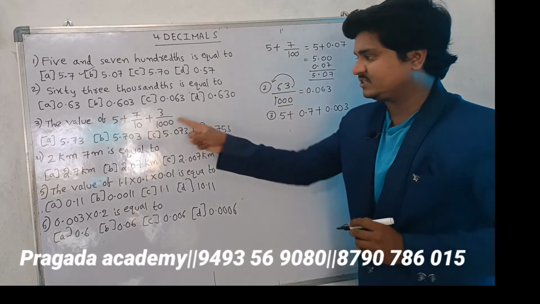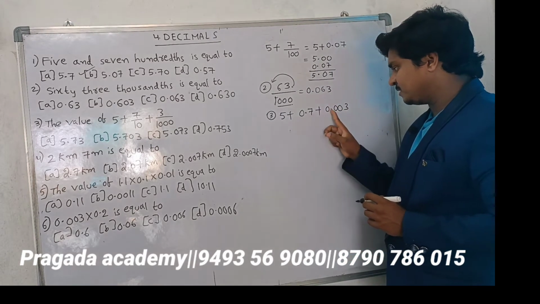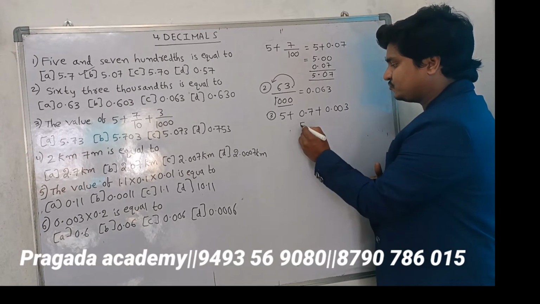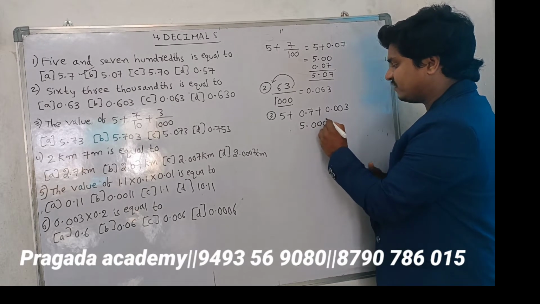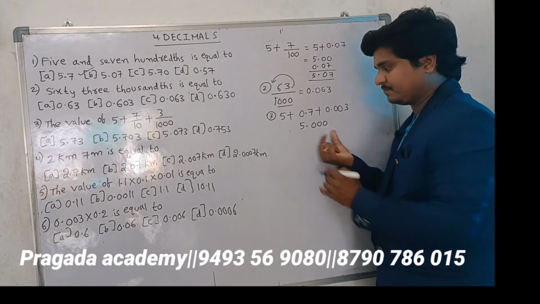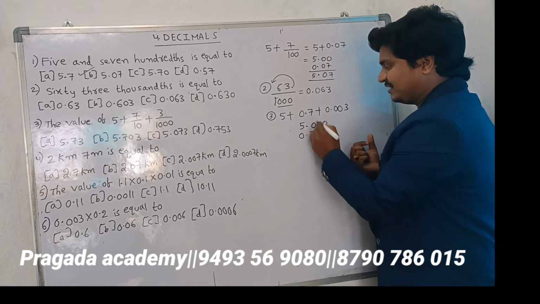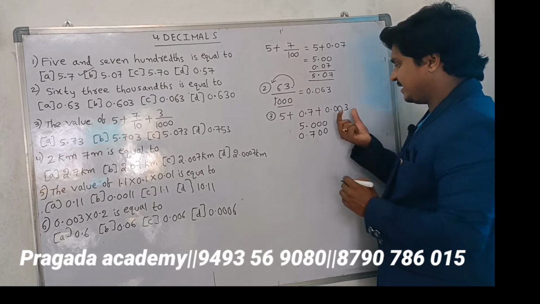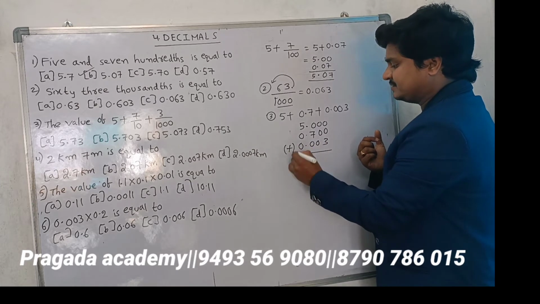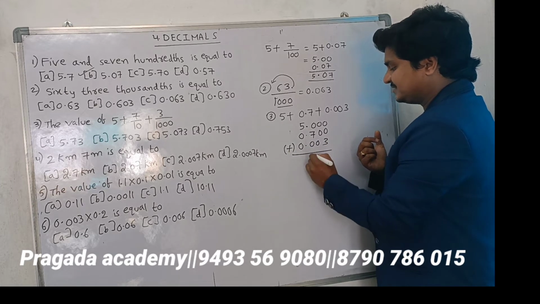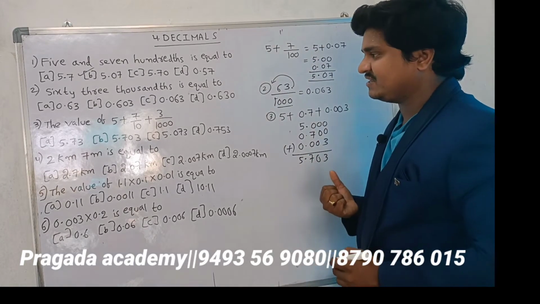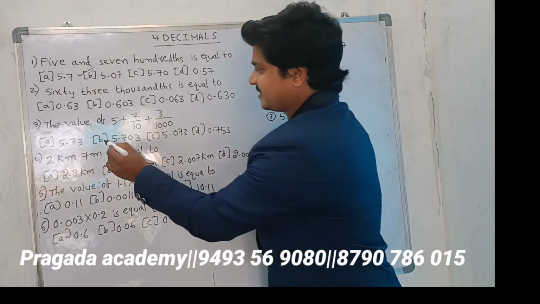0.003. Why? Because we have 3 zeros. That's why you need to keep the decimal point after 3 digits. How to add these numbers? First of all, you should take the 5 as 5.000. Why? Because after the decimal point we have 3 digits maximum. That's why 3 zeros you need to keep. So 0.7, already we have 1 digit, so you need to keep 2 more digits. And then you need to add 0.003 for this. If you add all these numbers, you will get 5.703. So the answer will be 5.703. So which option is correct?